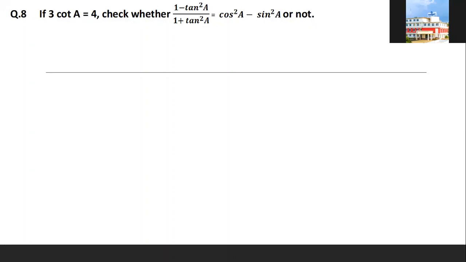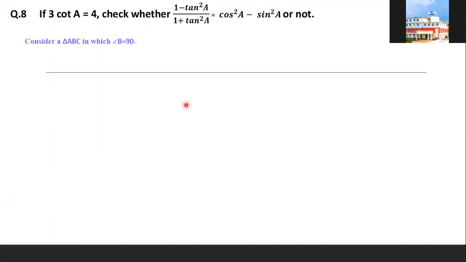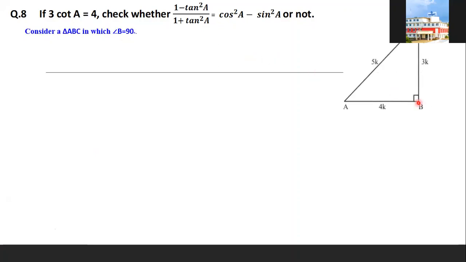Adjacent by hypotenuse? Adjacent by opposite. Don't be in a hurry. Think and answer. Okay, adjacent by opposite. So here angle B they gave 90 degrees. I'll show the figure first. Angle B is right angle.